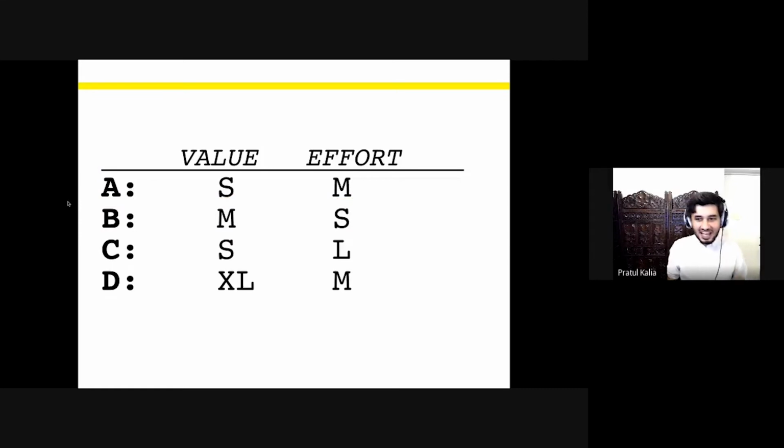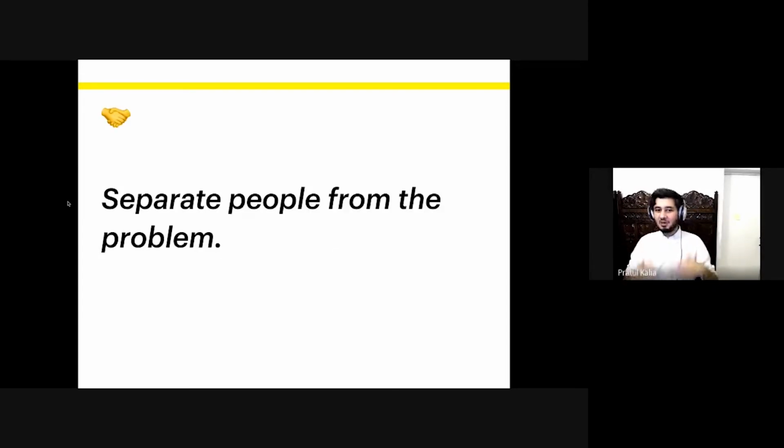So this is a very useful and very easy exercise to have a conversation between different stakeholders of an organization, and to try and understand, okay, what is it that we should actually do? Because once you've done this exercise, it becomes easier to convince somebody that, hey, we should probably not do C, because C has the least amount of value and the most amount of effort. Let's cancel C. And at that point, management understands that you, as engineers, are separating people from the problem, and that's a great thing to do.